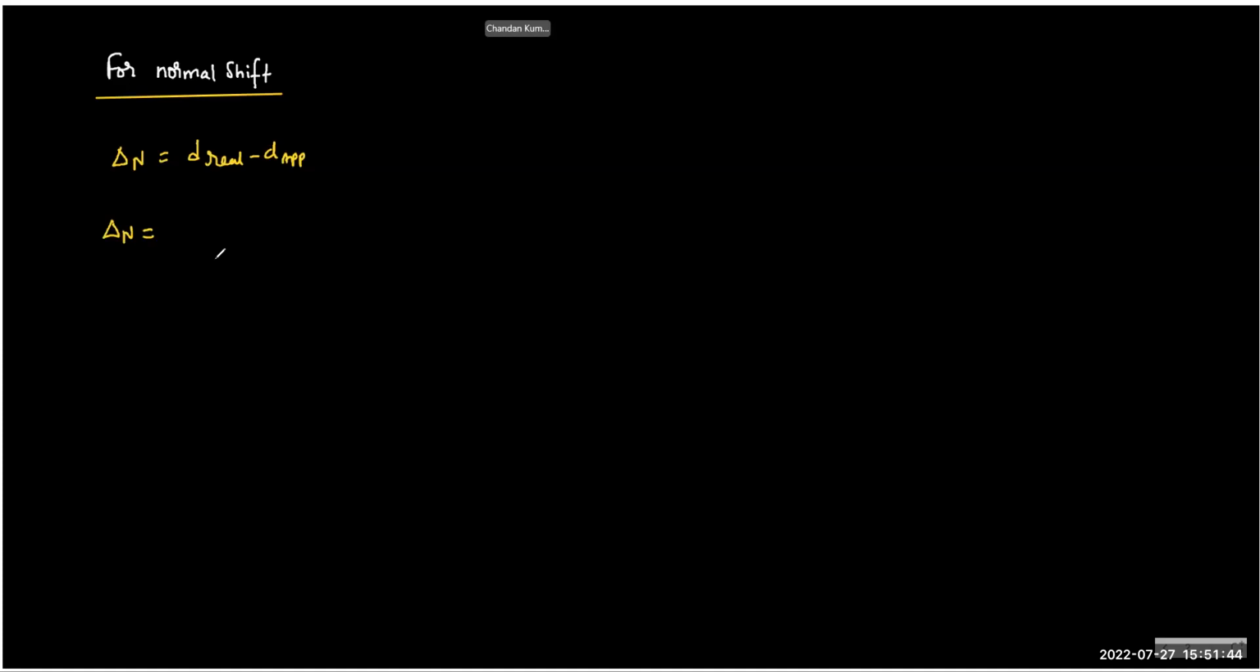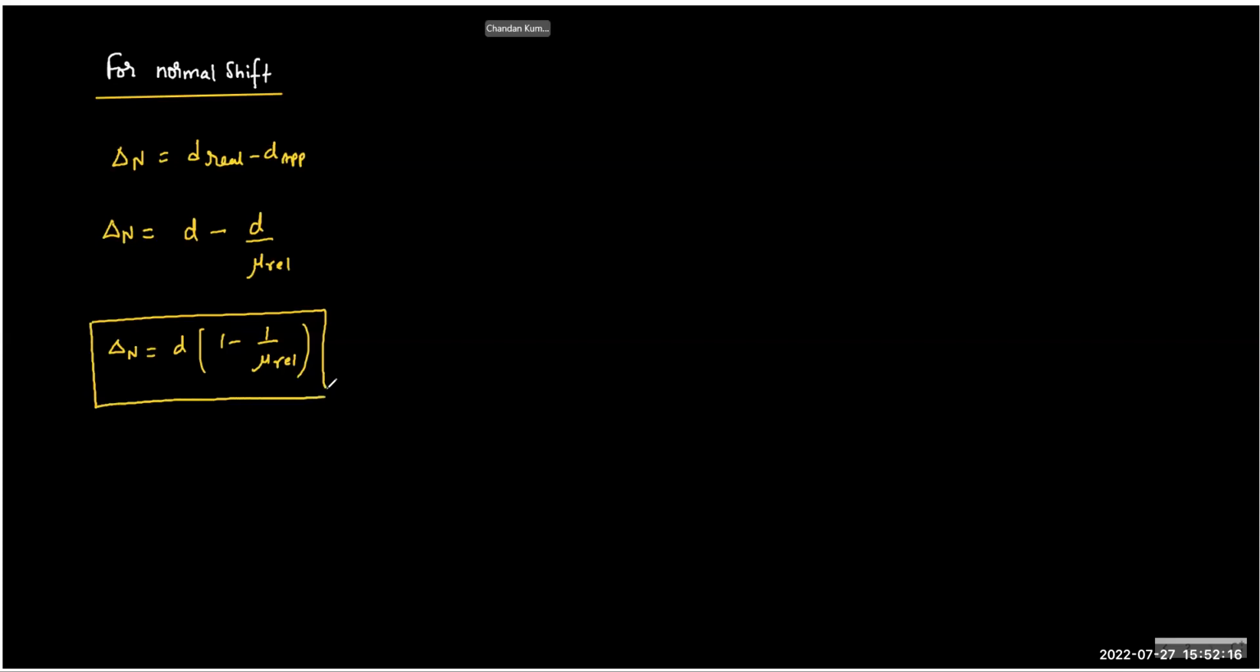Okay, can we say? So what is the d real? So the d real is d. Let's call it d real. That's easy. And the d apparent we got the d by mu relative. So the normal shift also depends on who is watching it. Okay, is this clear, guys? Yes, sir.